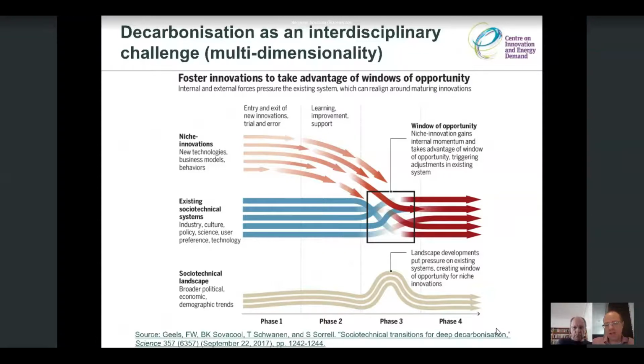What Frank's telling us is that if we're going to understand the temporal and spatial nature of transitions, we have to have people who understand the technologies and the business models. That's STS, innovation studies, business studies, and behaviors, psychology. We have to have experts who know about industry, maybe engineers, and culture, maybe communication studies and discourse analysis, and policy and science, that's political science. And then we also need people who understand broader trends, economics and demography. So if you're going to understand the complexity of the transition as a whole, you need about 20 disciplines, all working together, that specialize in these different aspects of transition dynamics.